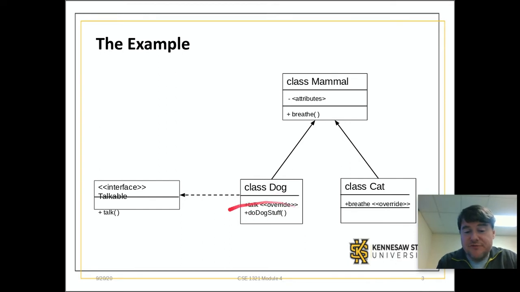Now there's an interesting part of the dog here, which we haven't really talked about in the interface slides, how in UML you show an interface. So typically you're going to declare that it's an interface, either in parentheses or a couple of angle brackets. You're going to give it a name, which in this case is talkable, and then you list the methods.